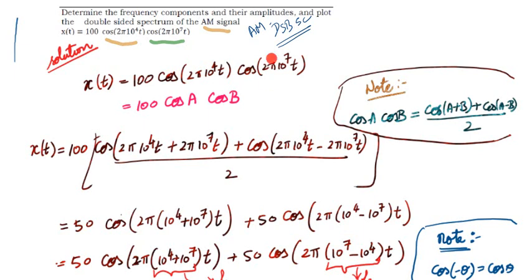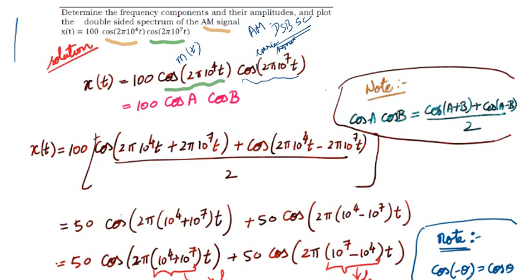The carrier's amplitude depends on the message signal. So this is the message, I can simply say this is the message signal, and this is the carrier. So the carrier signal's amplitude depends on the message signal. Okay, so how to proceed?